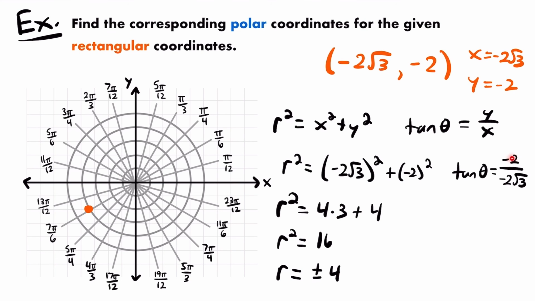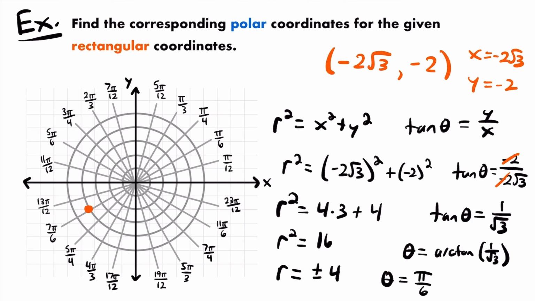Notice that we have -2 divided by -2 times the square root of 3. Those -2's will cancel out, and so we'll have tangent theta is equal to 1 divided by the square root of 3. And now if we take the arctangent of both sides of the equation, that will cancel out with tangent on this side of the equation. So we'll have theta is equal to arctangent of 1 divided by the square root of 3. And arctangent of 1 divided by the square root of 3 is pi divided by 6. So theta is equal to pi divided by 6.